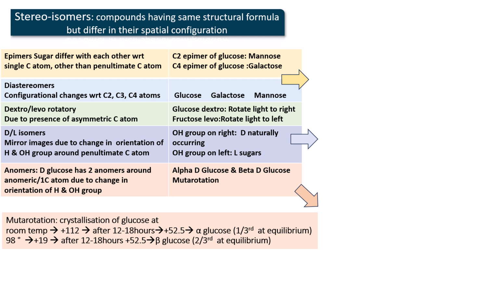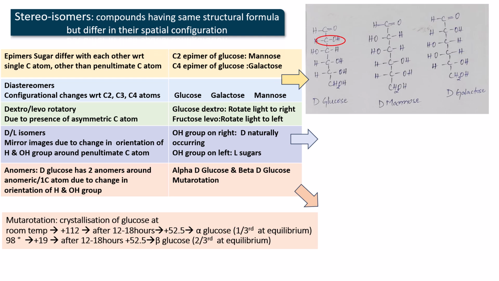Stereoisomers. These are the compounds having the same structural formula but differing in their spatial configuration. Stereoisomers of carbohydrates are as follows. Epimers. Epimers are those sugars which differ from each other with respect to a single carbon atom other than the penultimate carbon atom. Now this is the structure of glucose, and these are the structures of mannose and galactose.